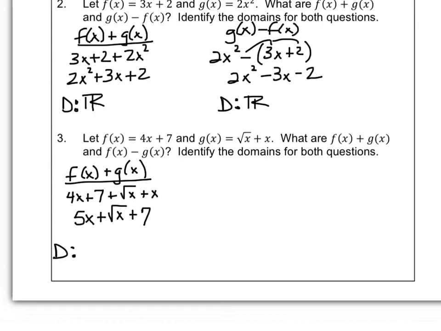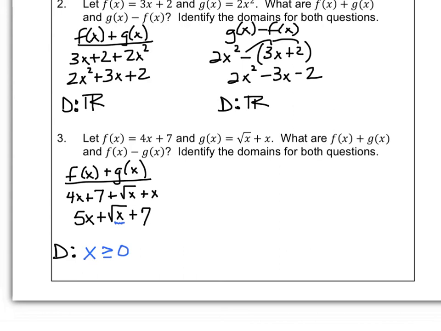My domain, are there any fractions? No. Is there a square root? Yes, there is. So on the square root, I take whatever's underneath the square root, and I have to set it greater than or equal to 0, because it can't be less than 0. That's a negative number. That means it can't be negative. Okay? So, in this case, x has to be greater than or equal to 0 in order for this to be a function.